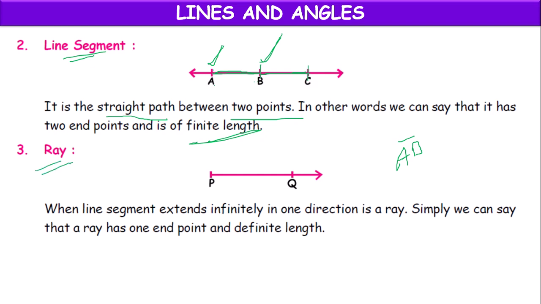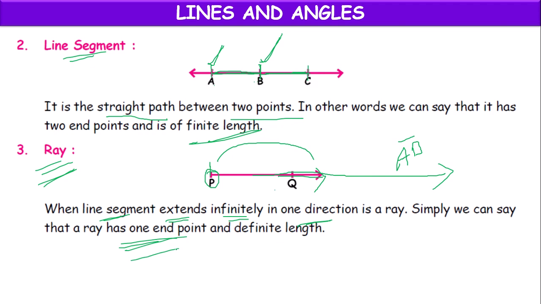Next, ray. A line segment has 2 endpoints at both ends. But a ray is when the line segment extends indefinitely in one direction. It has an endpoint in only one direction, and in the other direction, it extends infinitely. So its length is not fixed, because on this side we can extend it to any point. This is called a ray. A ray has one endpoint.